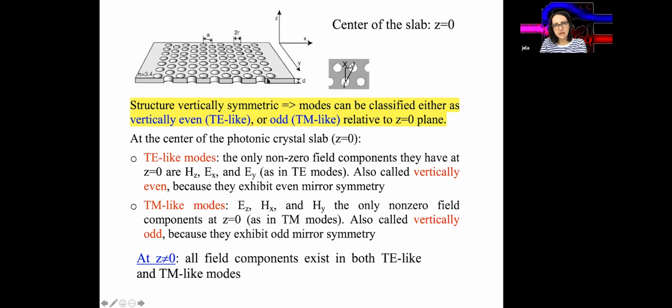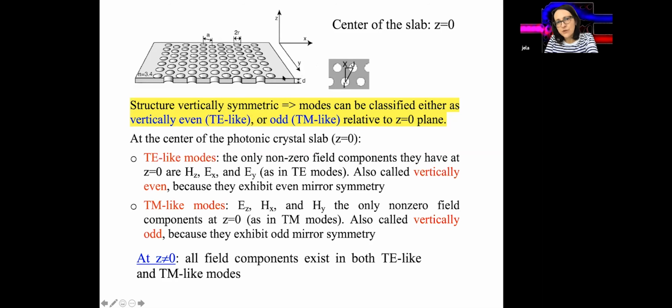So for TE means that the electric field is in the XY plane, transfers to rods that go in the Z direction. But as soon as you have a finite thickness structure, and you always have finite thickness structure, there are no infinite rods of anything, or two-dimensional photonic crystals in the real world, right? Then this TE and TM only holds at the Z equal to 0 plane.